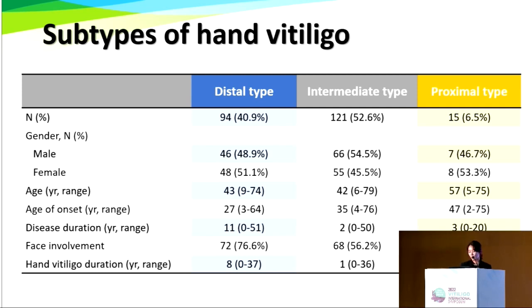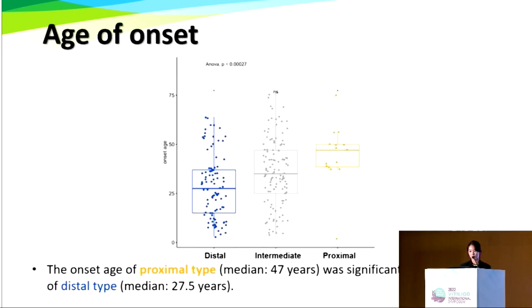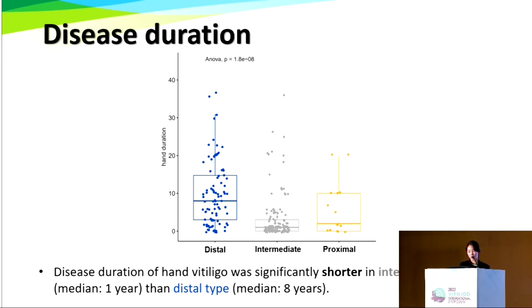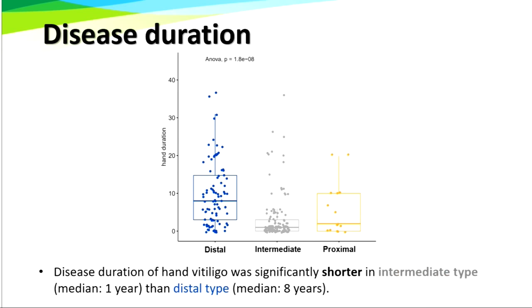We compared several characteristics among these groups, and the onset age of proximal type was median 47 years old, which was significantly older than distal type. And disease duration of hand vitiligo was significantly the shortest in intermediate type and longest in distal type.